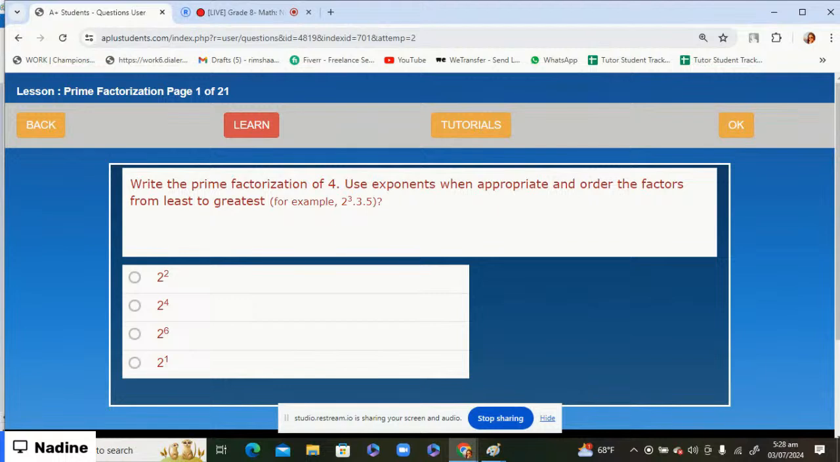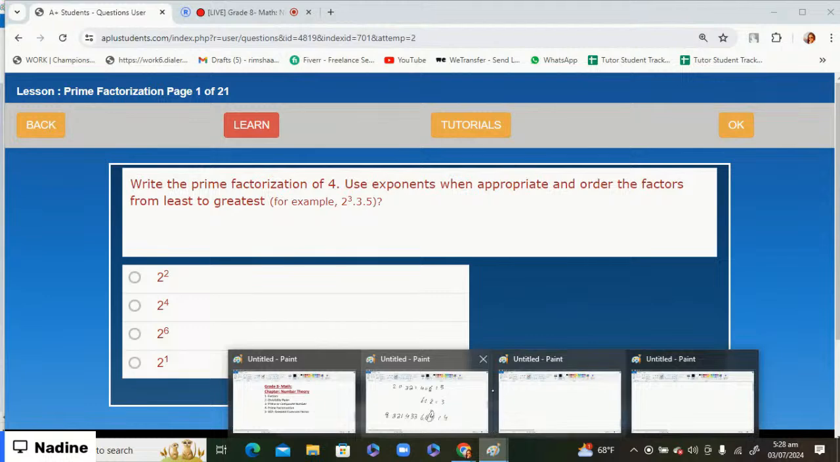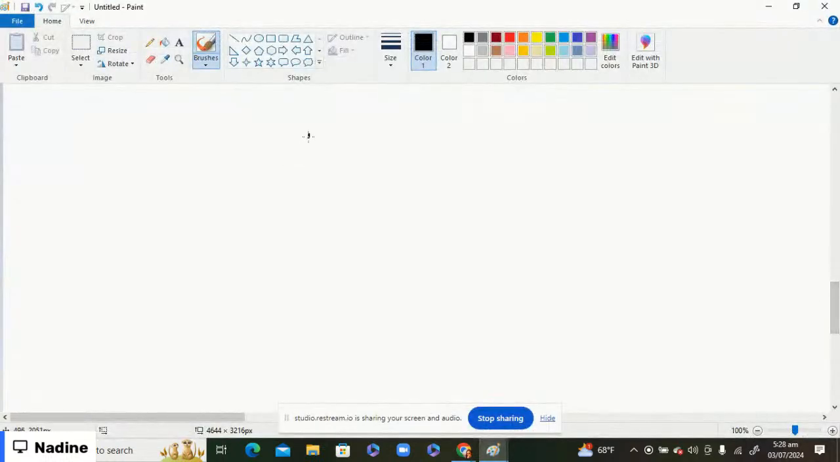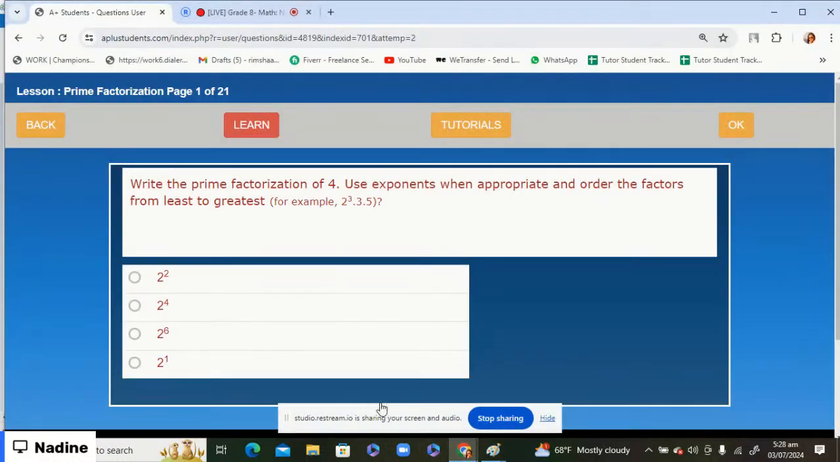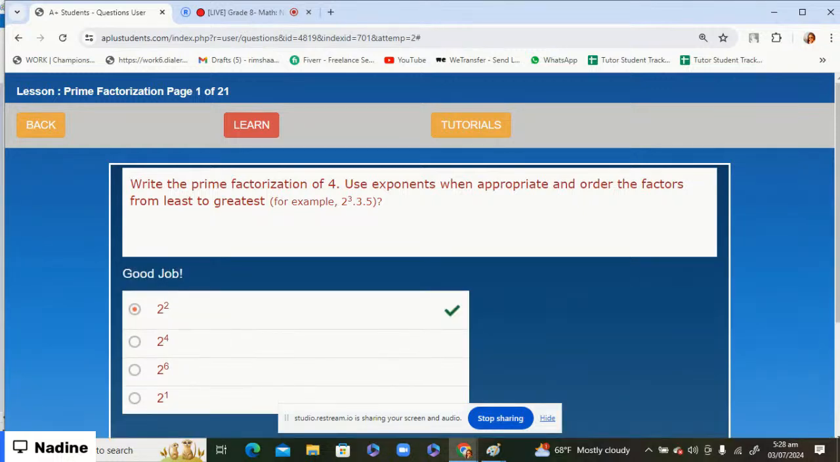So for 4, I'm just going to use it here. There is 4. That is divided by 2. It's 2. Now 2 is divided by 2 again. It's 1. How many factors? 2 and 2. How many 2s are here? There are 2 times. So I'm just putting it like this, 2 is here 2 times. Understand? So let's just click it. Yeah, there is option A with it. So here we go with it.